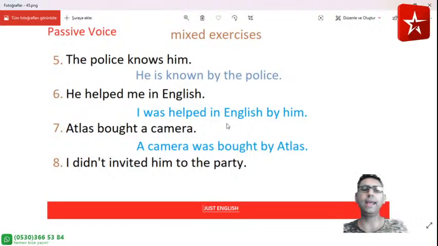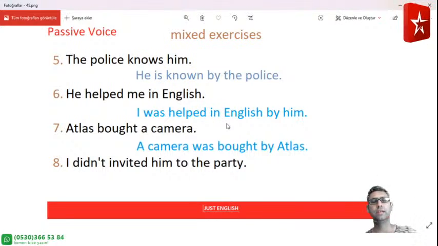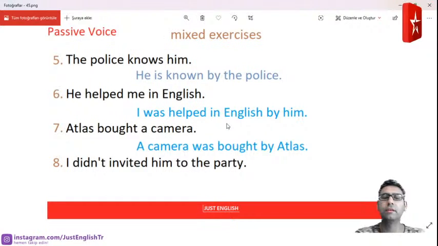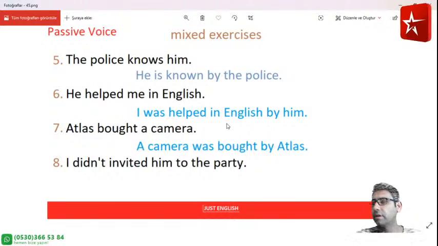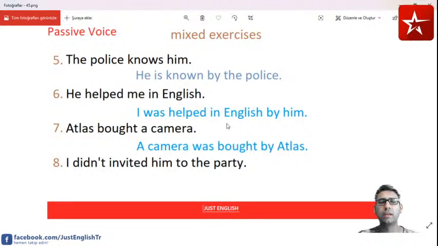Yes. And the last example, I didn't invite him to the party. I didn't invite him to the party. So, Gurkan, we've just started, don't worry.